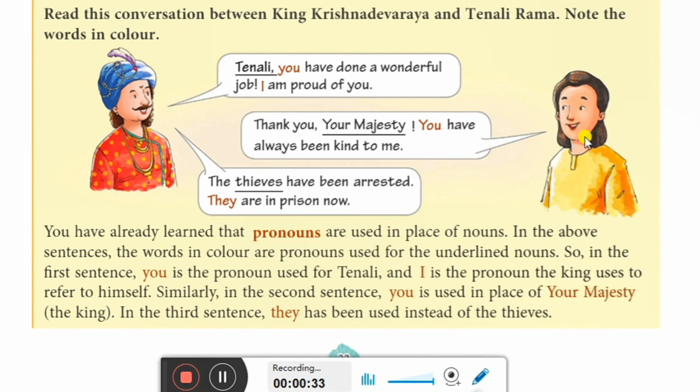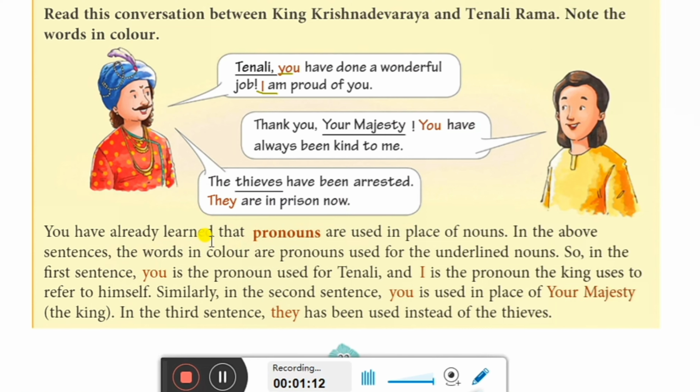This is Krishnadeva Arya and this is Tenali Rama. Tenali, you have done a wonderful job. I am proud of you. So the highlighted words are you and I. Tenali says, thank you, Your Majesty. You have always been kind to me. So the words Your Majesty and you are in color. The thieves have been arrested. They are in prison now. So this is the conversation between Krishnadeva Arya and Tenali Rama.